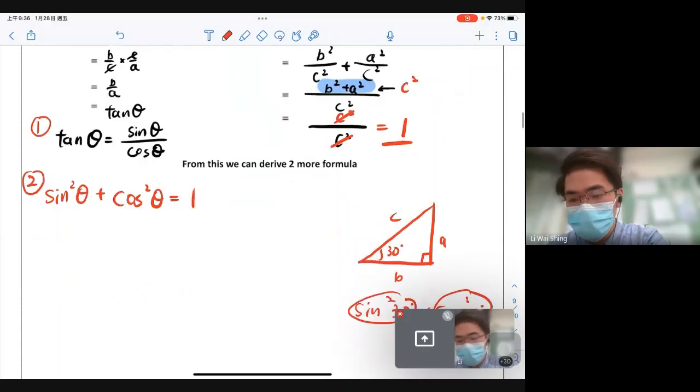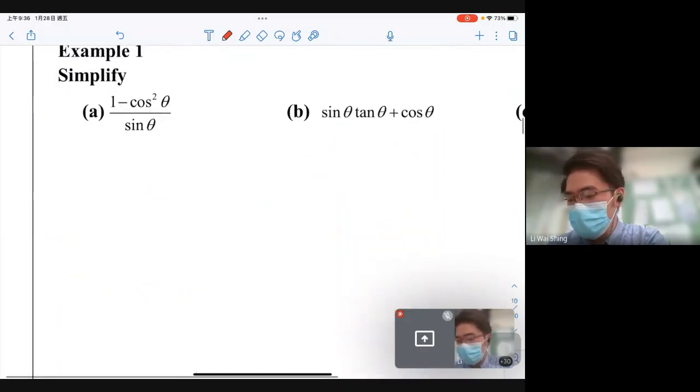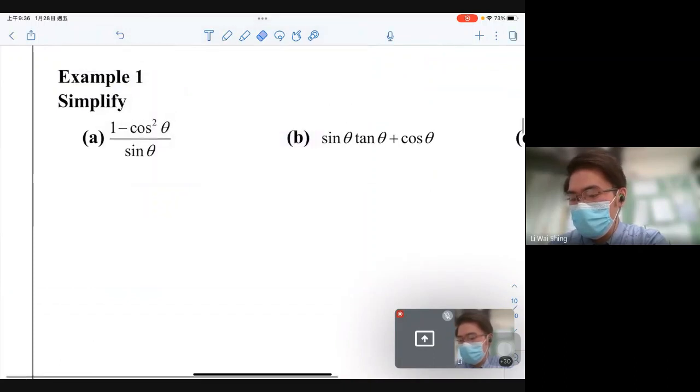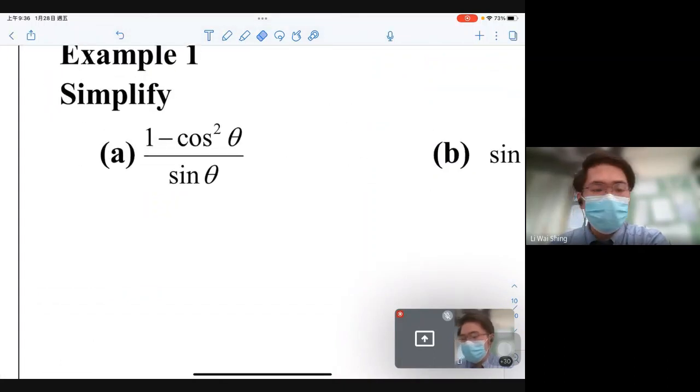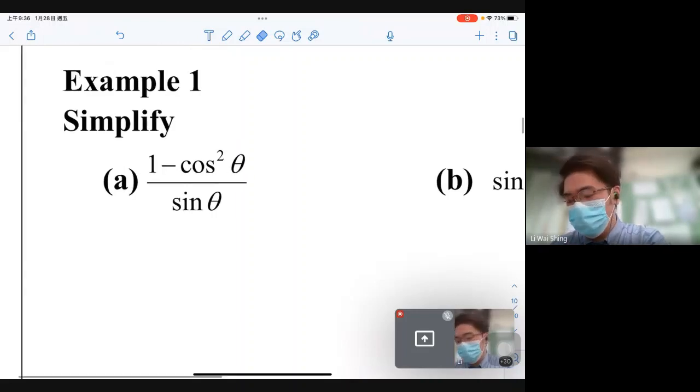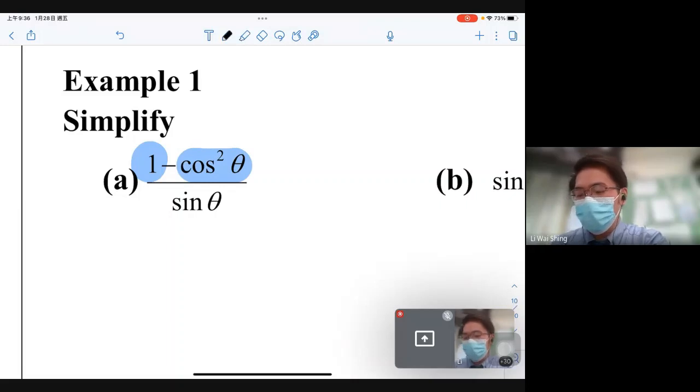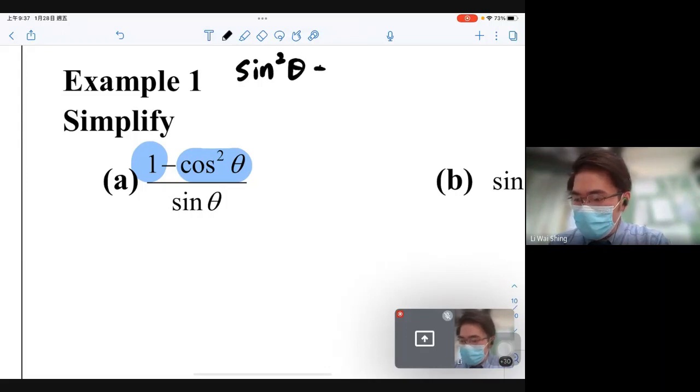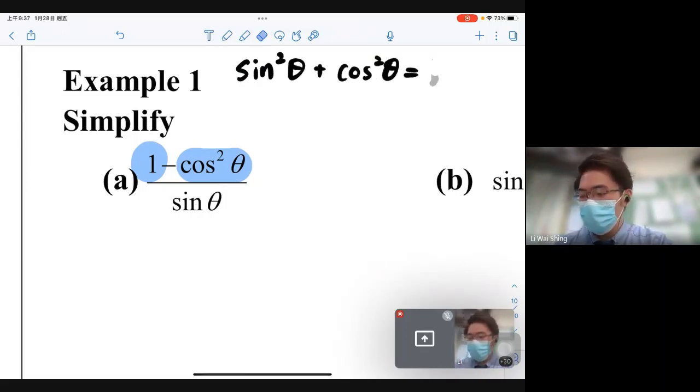Follow? Alright, so let's do some simplification problems. First of all, you need to simplify this: 1 minus cosine square theta. I have 1, I have cosine square theta. Which identity can you think of? Identity 1 or identity 2? Identity 2, right? So let's write it out. Sine square theta plus cosine square theta equals 1.